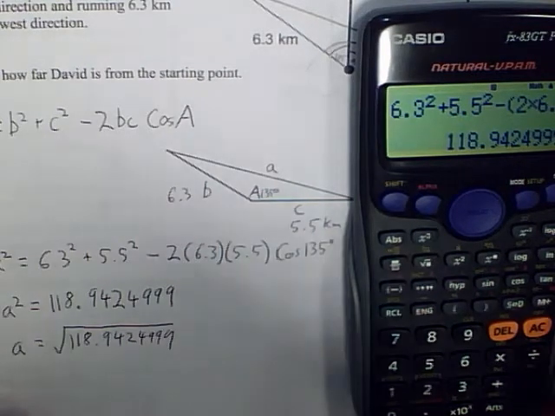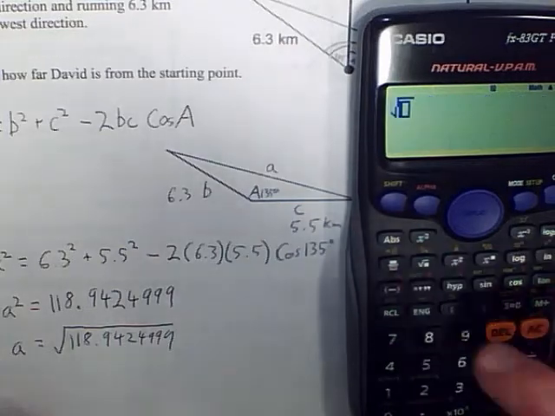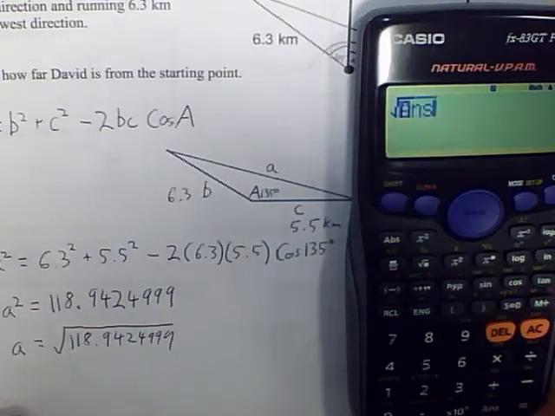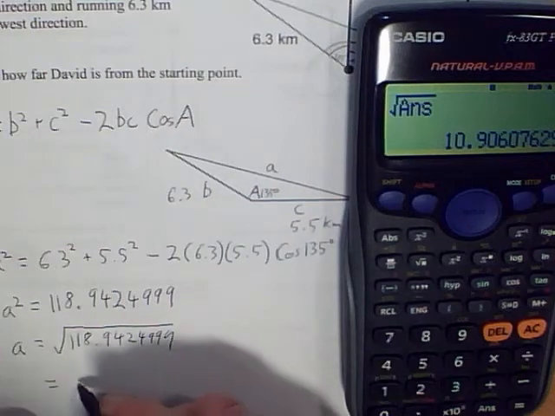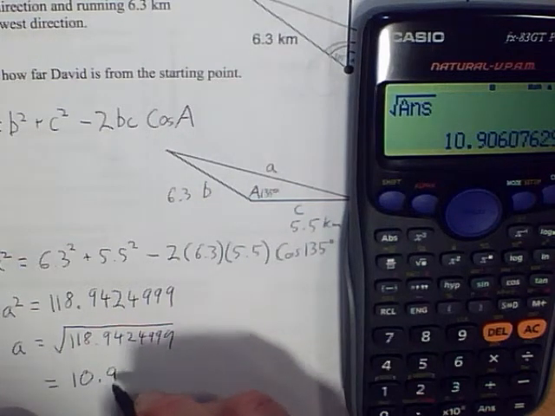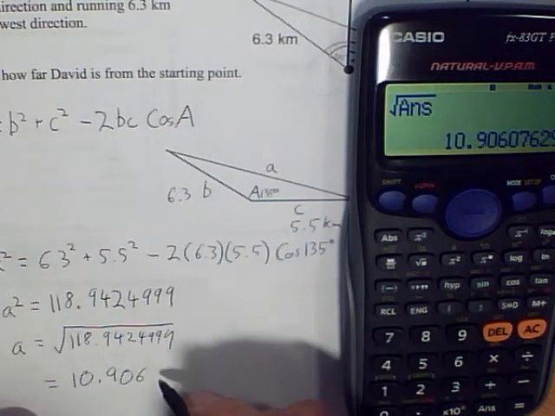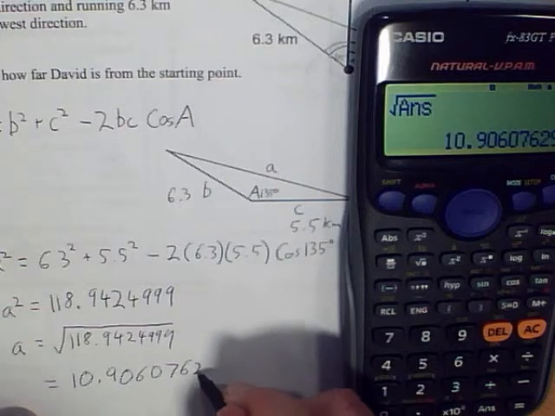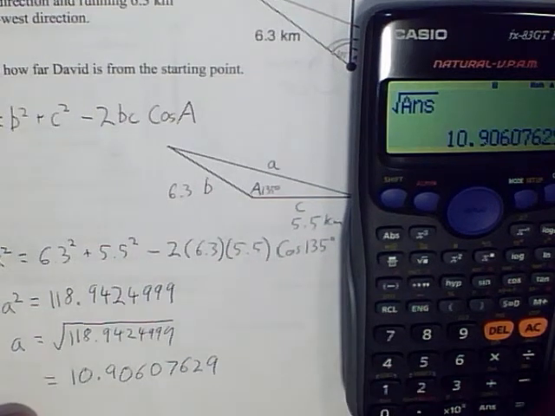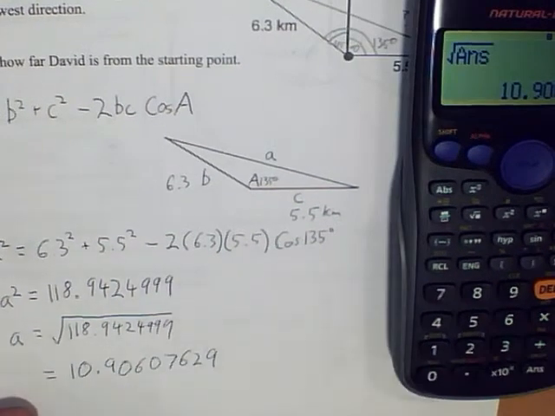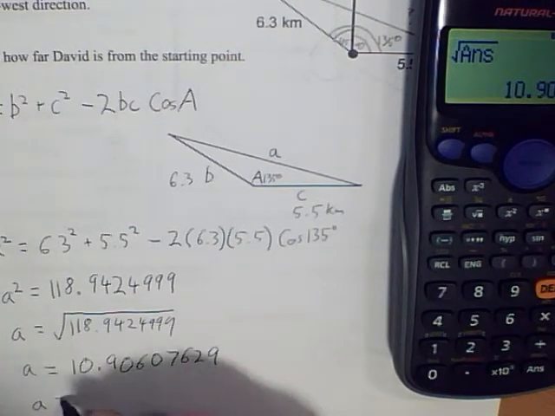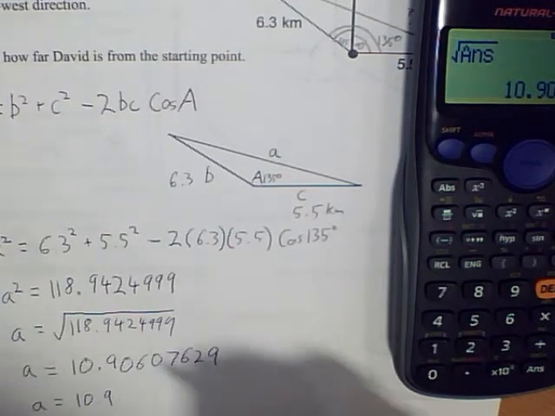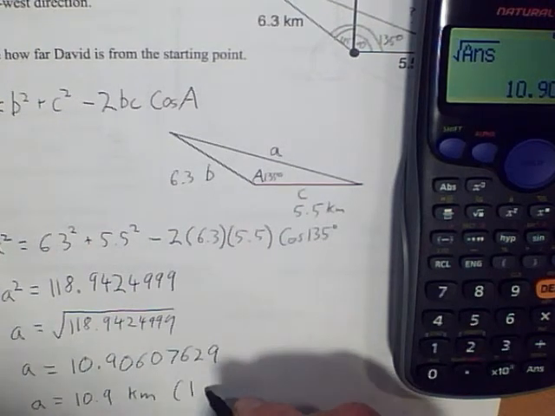118.94249999. So what I'm going to do is I'll just take the square root of my answer, and that gives me 10.9060769, and I'm going to round that now. I'll round it to one decimal place. It doesn't ask me to round it to anything particular. So A is equal to 10.9 kilometers, don't forget the units, to one decimal place.